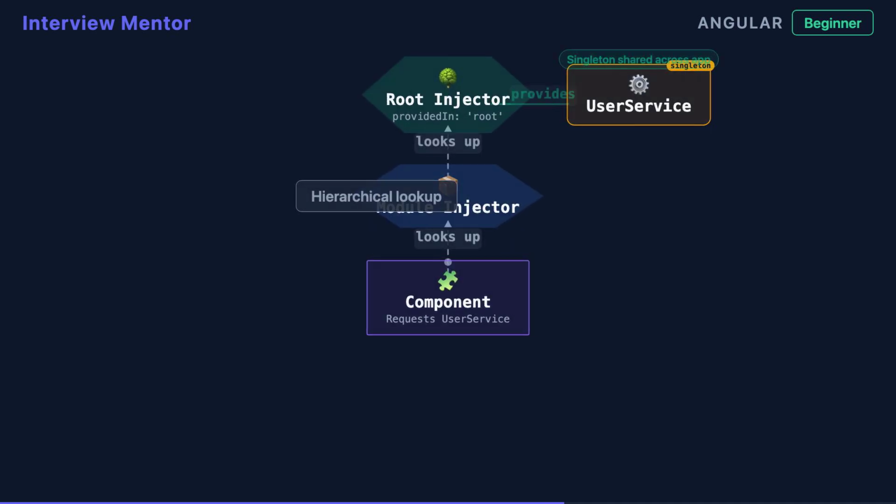Behind the scenes, Angular maintains a hierarchical injector tree. When a component requests a service, Angular walks up the tree looking for a provider. With providedIn root, the service is registered at the application level, so it's always found. This hierarchical system lets you override services at different levels when needed.